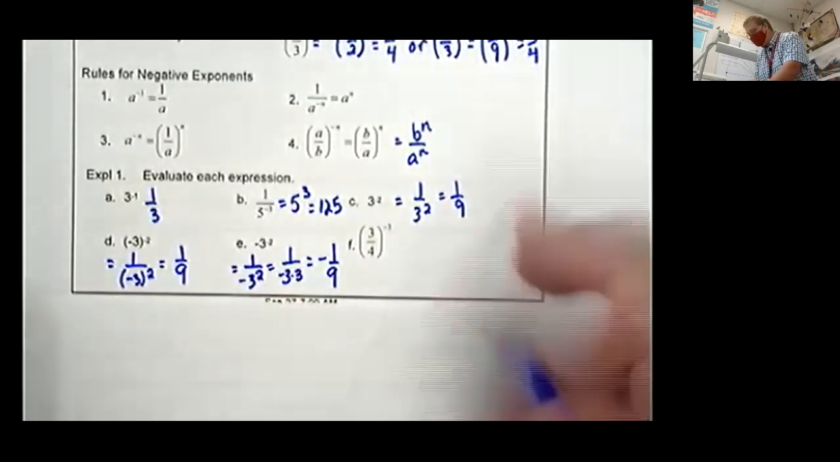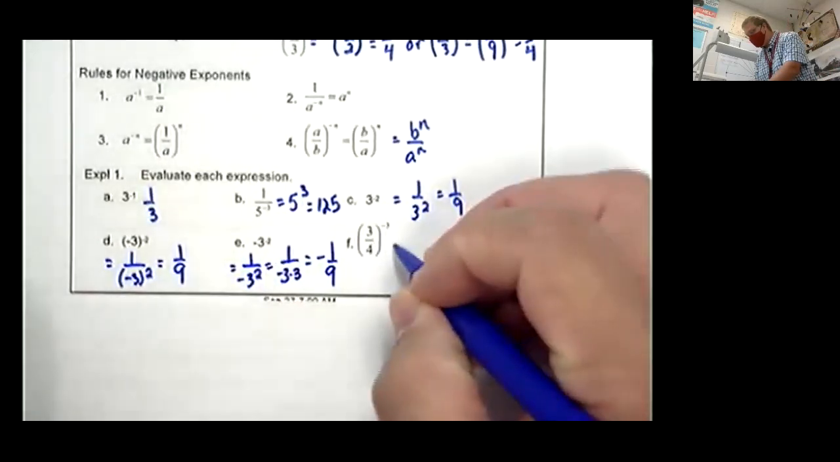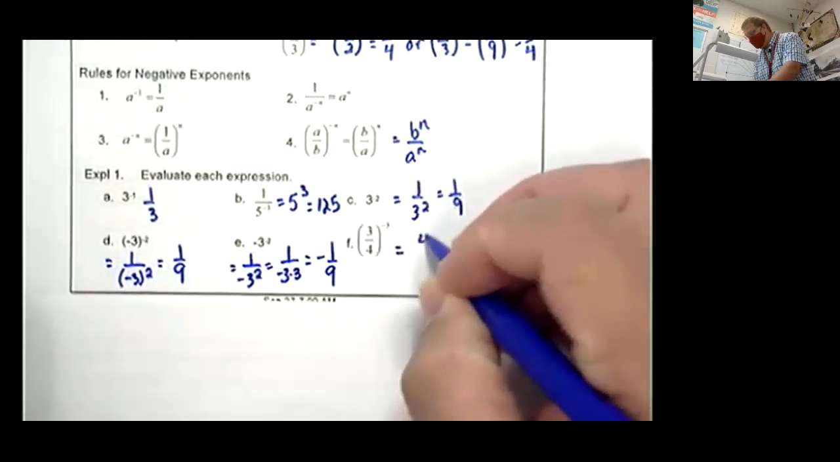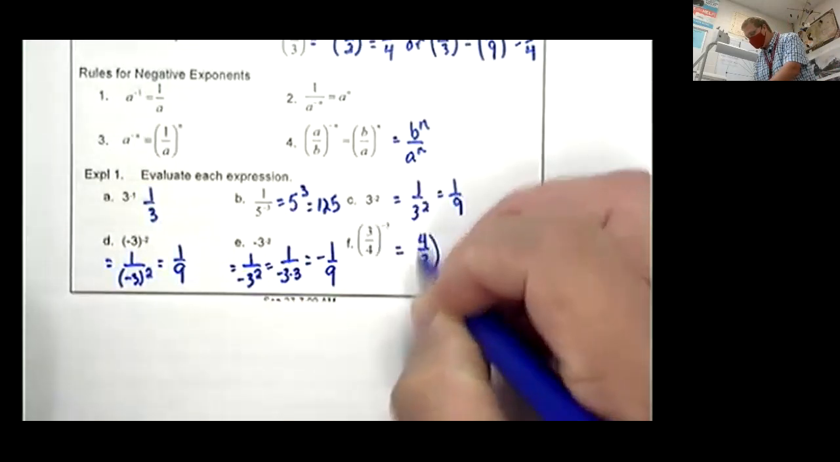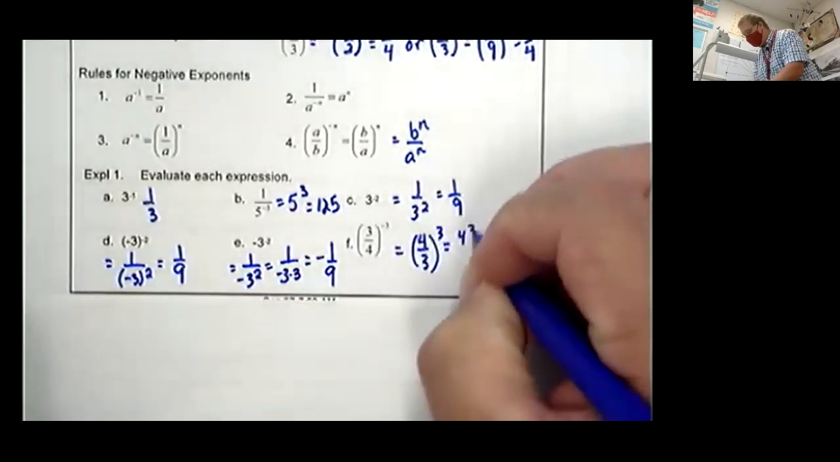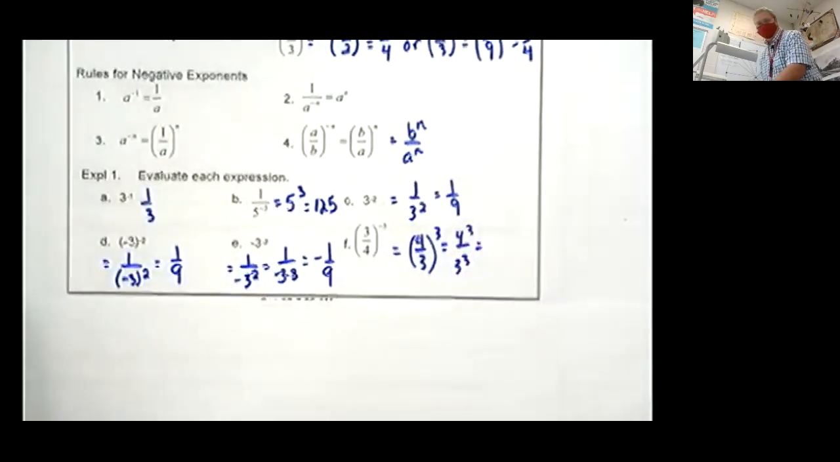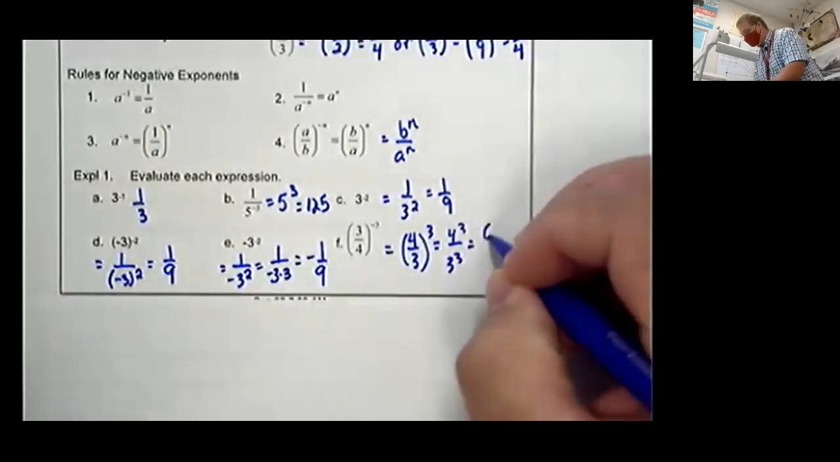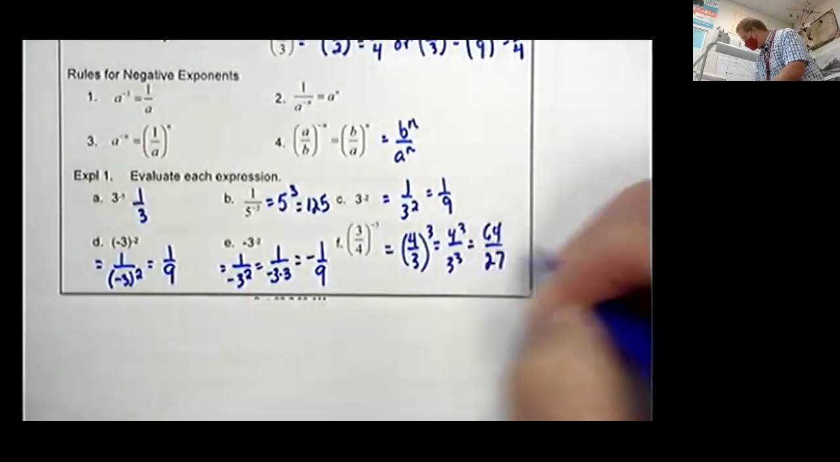Letter F, we're going to cube this and flip it. So I'm going to actually flip first. So that's going to be 4/3 cubed. Here we need to actually cube the top and cube the bottom. We'll get to that rule in a second. 4 cubed is 64. 3 cubed is 27.